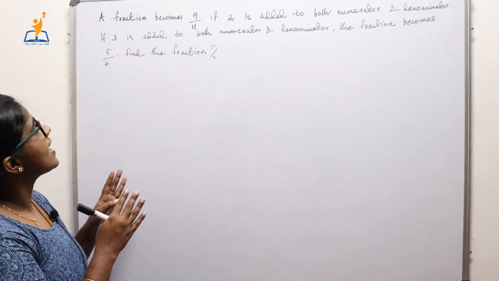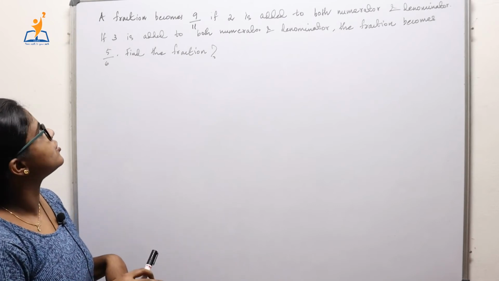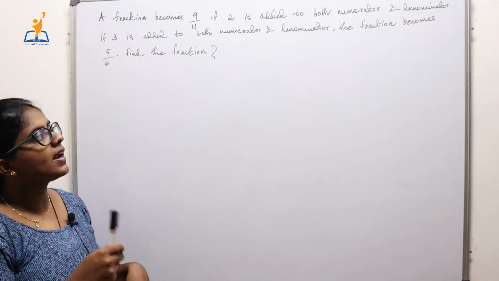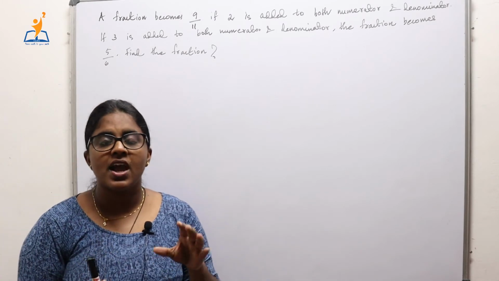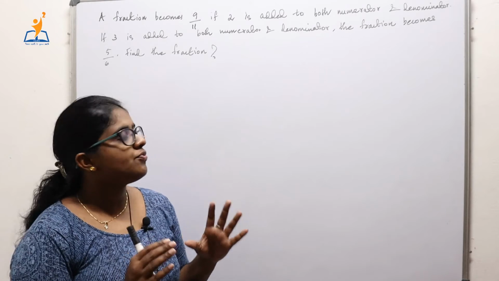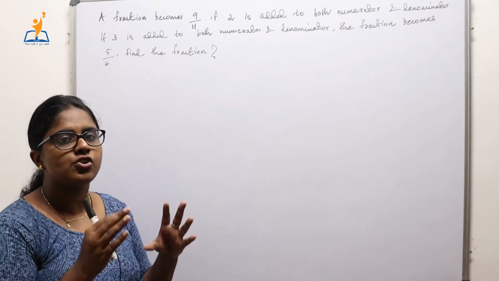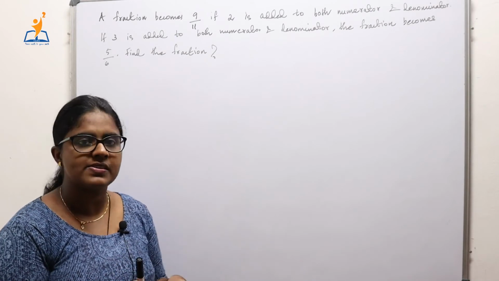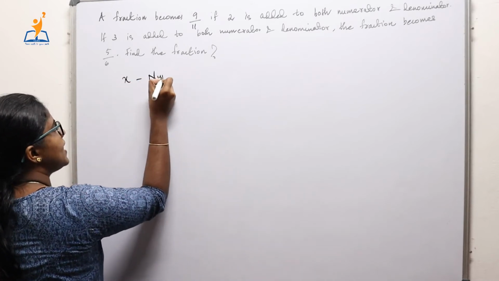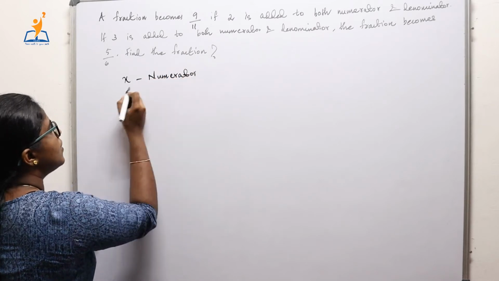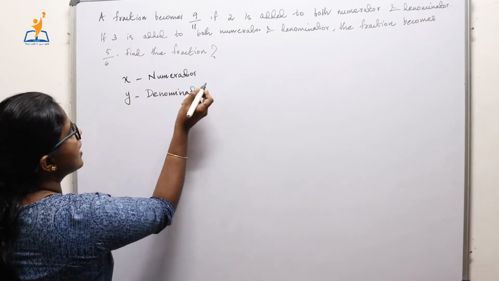The question is: a fraction becomes 9 by 11 if 2 is added to both numerator and denominator. If 3 is added to both numerator and denominator, the fraction becomes 5 by 6. Find the fraction. To find a fraction, we need the numerator and the denominator, and both are unknown to us in this question. So let x be the numerator and y be the denominator.